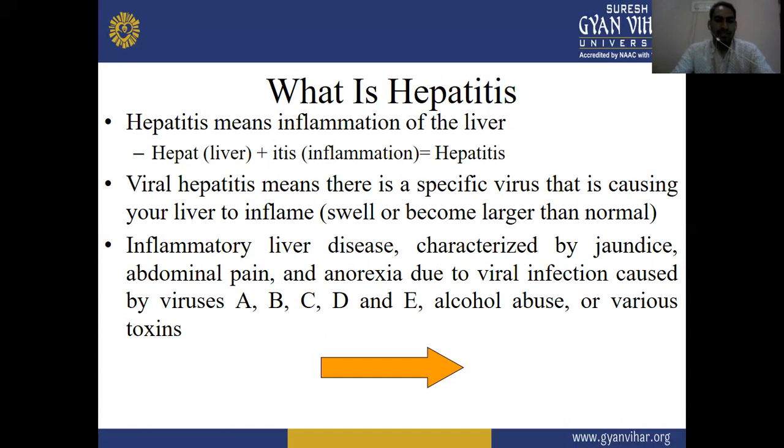Inflammatory liver disease is characterized by jaundice, abdominal pain, and anorexia due to viral infections caused by virus A, B, C, D, and E, and also alcohol abuse and various toxins. These are the causative agents of hepatitis and inflammatory liver disease.